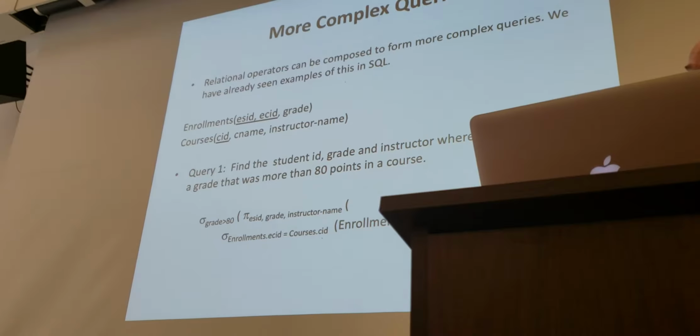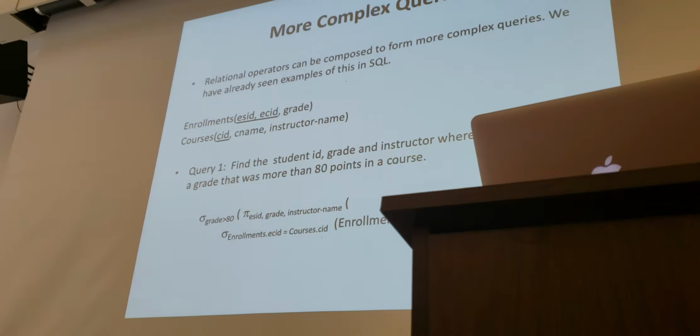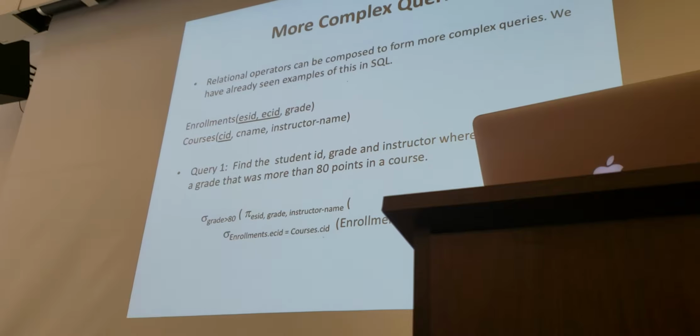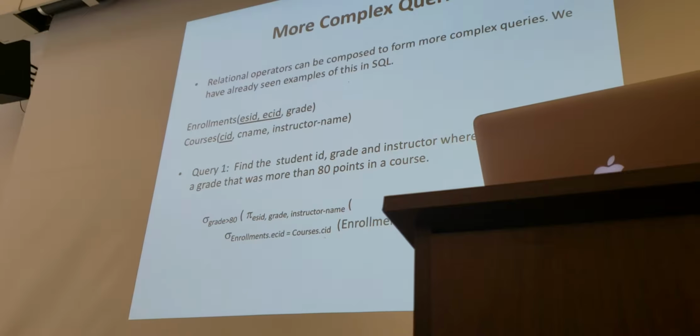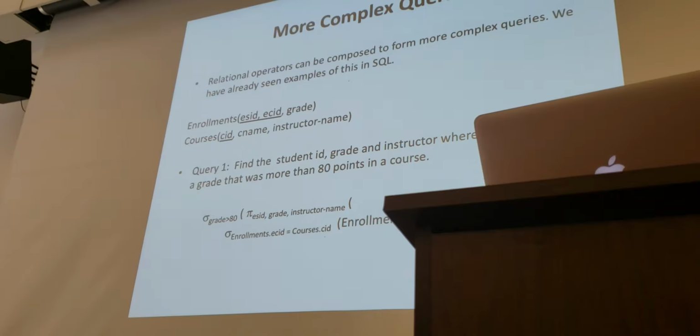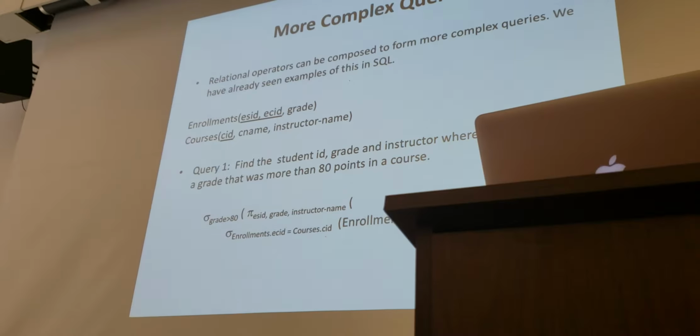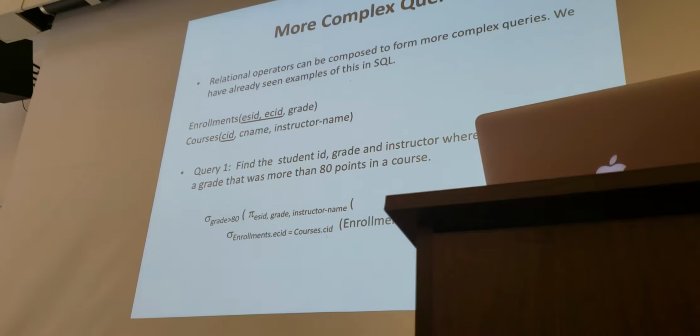The pi says I only want to get the SID, grade, and instructor name. And by the way, I only want things where the grade is greater than 80. And that'll end up giving me the student ID, grade, and instructor, where the student was enrolled in the course and the grade was more than 80. And I only want those three attributes. So that was pretty easy.